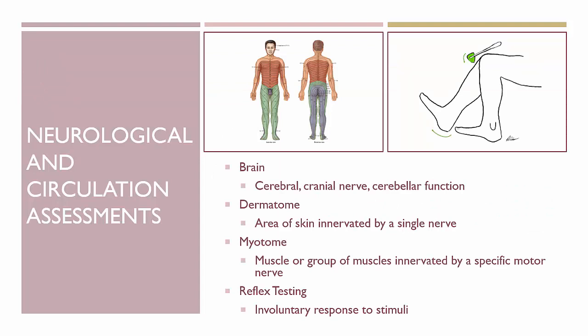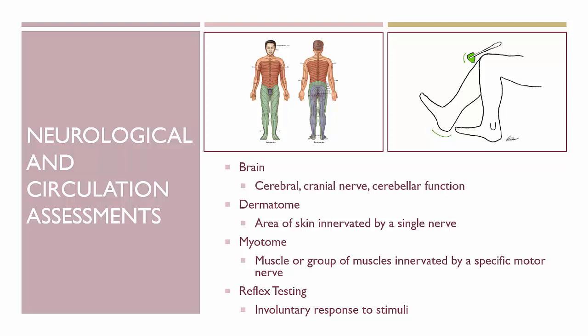Neurological and circulation assessments. Sometimes injuries will require you to assess neurological and circulatory functions. There are 12 cranial nerves that may be impaired following a concussion. Sensory and motor function is sensation and action function. Dermatomes are an area of skin that are innervated by a single nerve. To assess dermatomes, you can have the patient turn their head and ask if they can feel a sensation in a specific area.